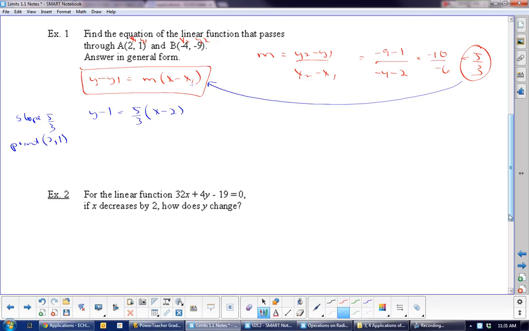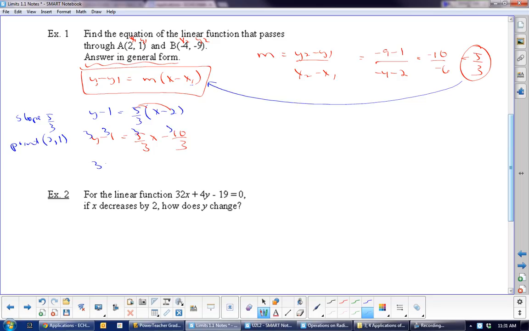Now we're not quite done, because we want to answer in general form. General form is when you have this equaling 0 and you have no fractions. Okay, so how do we do that? Well, first we're going to multiply this in. y minus 1 equals 5/3 x minus 10 over 3. And at this point, let's multiply everybody by 3.